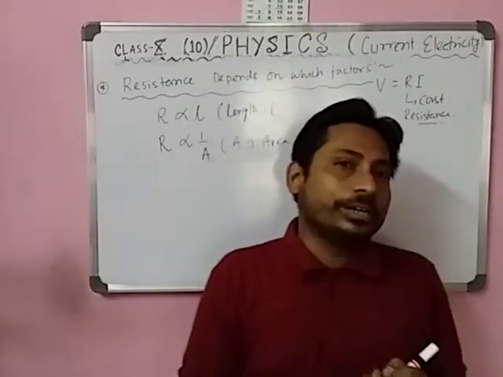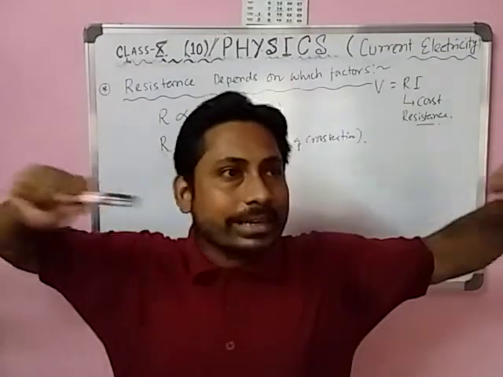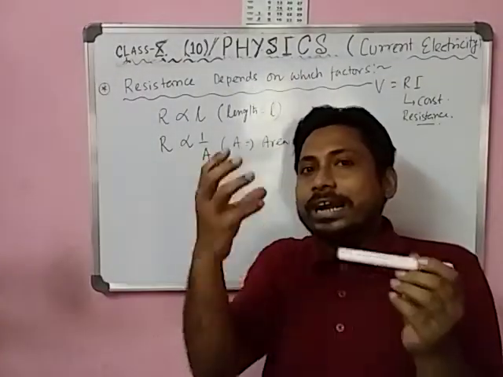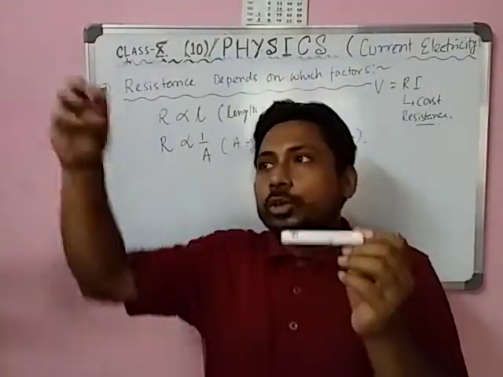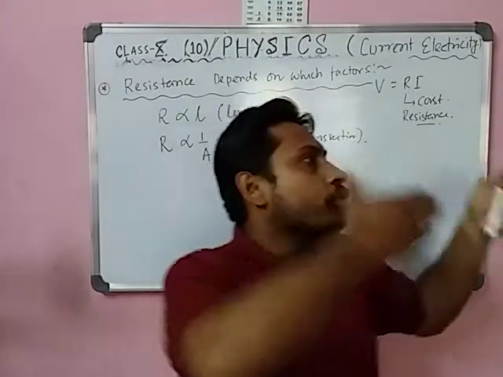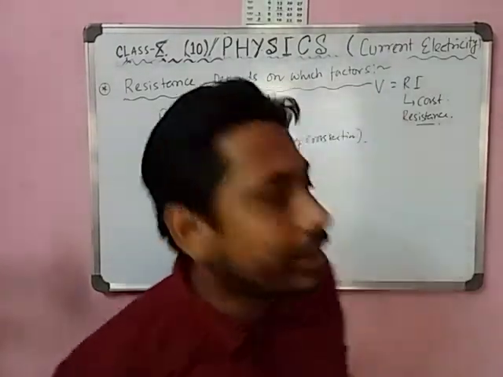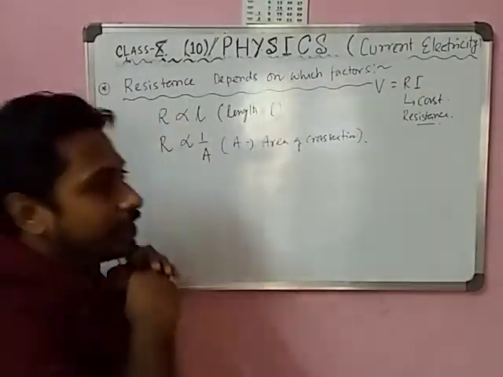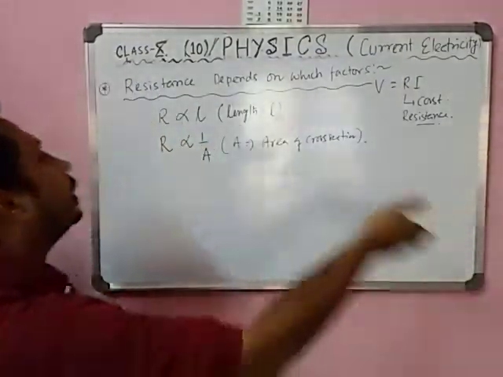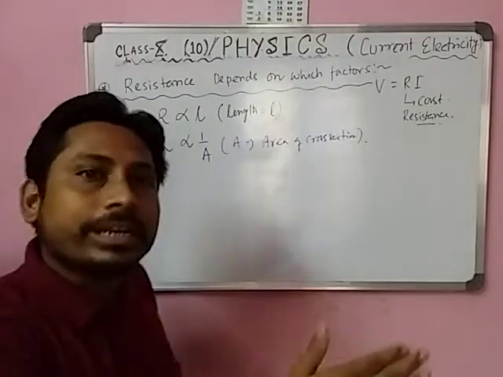Okay. So students, if the length increases, it means the electrons while passing through, what is called current? Current means electrons flowing through the conductor. While the electrons flow through the conductor, they are facing more and more collisions, and that's why resistance increases. So we can write R proportional to L. If length increases, collision increases, obstruction increases, so resistance also increases.